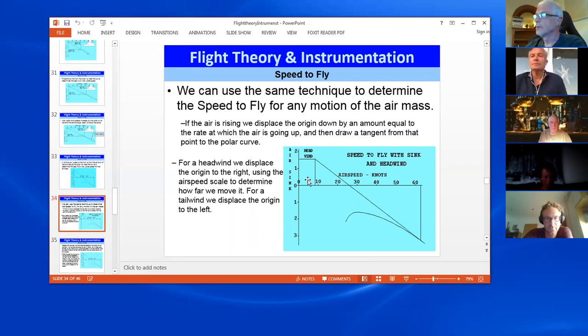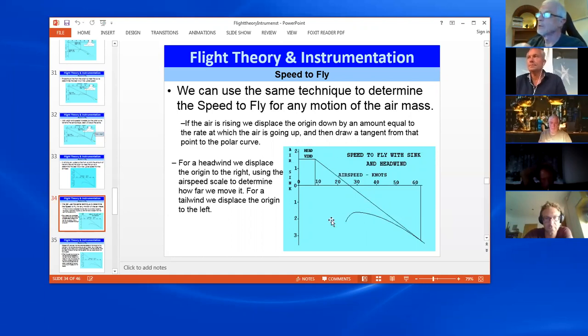So if you've got a 10 knot headwind, then you would move your origin point over by 10, so you can see it shifted here. And now you draw your line. Again, it's going to increase the speed you need to fly for best glide, which makes sense. You're in a headwind. You need to fly faster to maintain best glide.